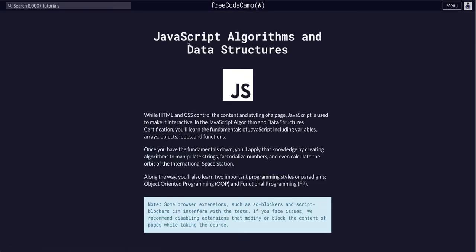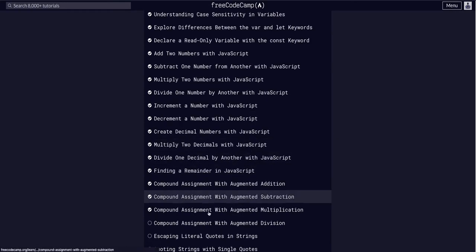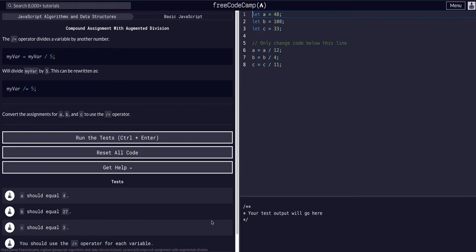Today we are going through JavaScript algorithms and data structures on freeCodeCamp. We are going to be doing basic JavaScript challenge 24, which is compound assignment with augmented division. So literally exactly what we've done before in the previous three challenges.